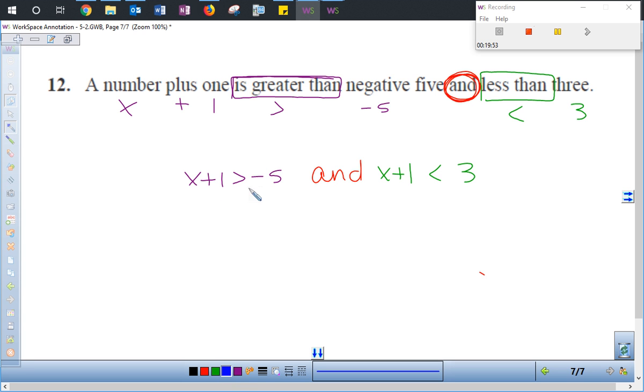So if I solve my first inequality, x plus 1 is greater than negative 5, I can subtract 1 from each side, and x is greater than negative 6, and I can subtract 1 from each side, and x is less than 2.